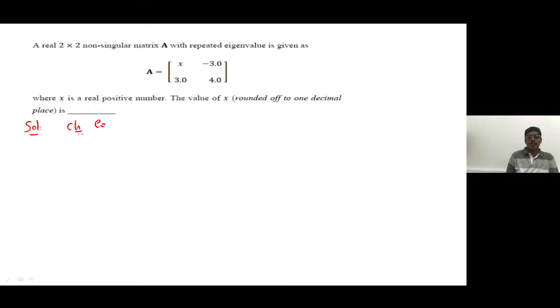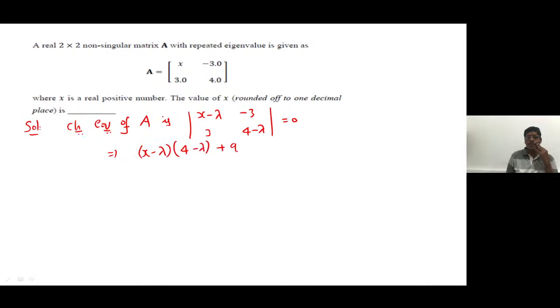Characteristic equation, because eigenvalue problems of the matrix A. CH means characteristic, EQ means equation. Determinant A minus lambda is equal to 0. That is obtained without writing identity matrix. Subtract lambda from the diagonal elements only. x minus lambda, minus 3, plus 3, 4 minus lambda equal to 0. Now this is x minus lambda into 4 minus lambda plus 9 equal to 0.